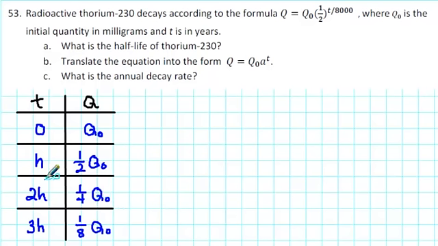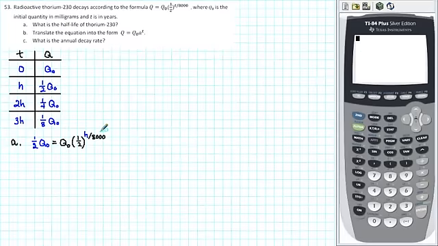In order to determine the half-life, we can substitute any of these ordered pairs into the original equation. Let's substitute the ordered pair (H, 1/2 Q₀). We'll substitute H for T, and 1/2 Q₀ for Q, and then solve for the half-life, which is H. The resultant equation is 1/2 Q₀ = Q₀ · (1/2)^(H/8000). We want to solve this equation for H.